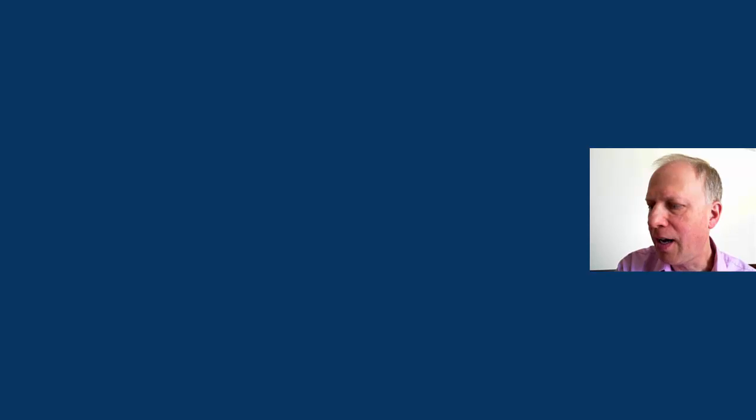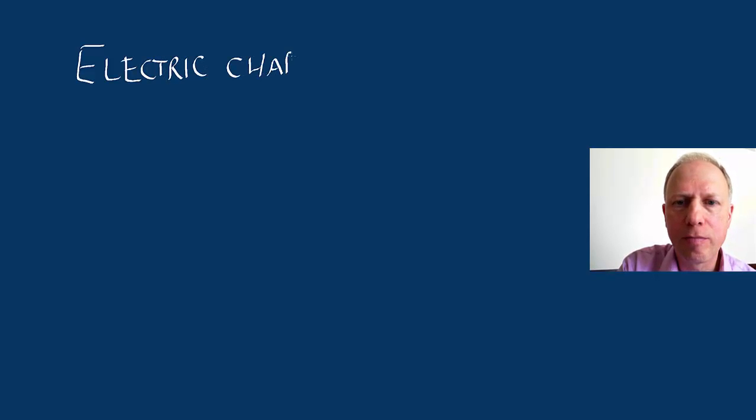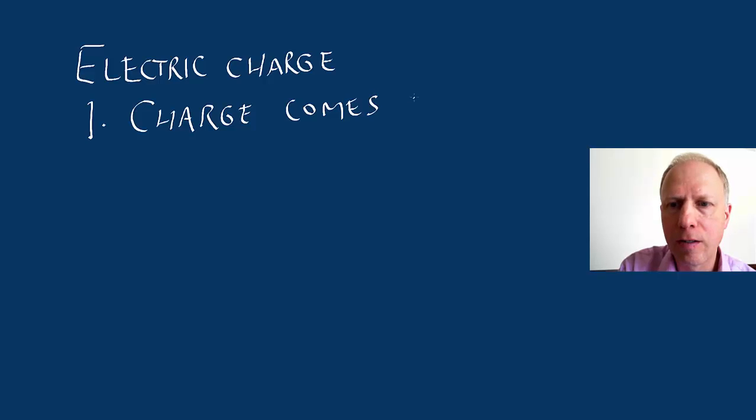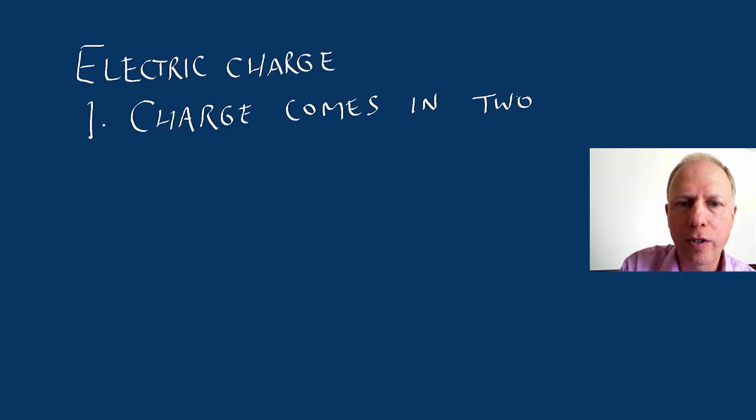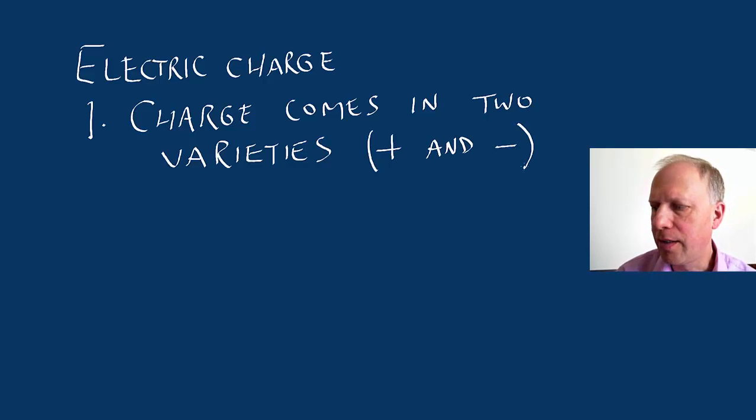Next, on page XVII, which means 17, there is a mention of electric charge. And I would highlight these points. Electric charge comes in 2 varieties, which are referred to as positive and negative. And they're called positive and negative because their effects tend to cancel each other.